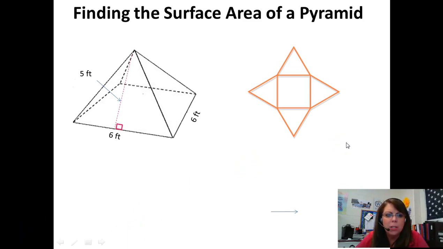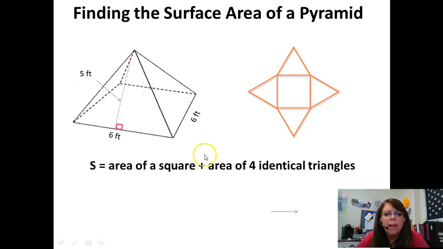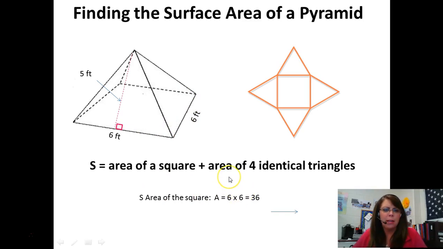All right, so let's just get into this. We're going to find the surface area of the square and the 4 triangles. So we'll start with the square. We've got a base and a height, both of 6. So 6 times 6 is 36.